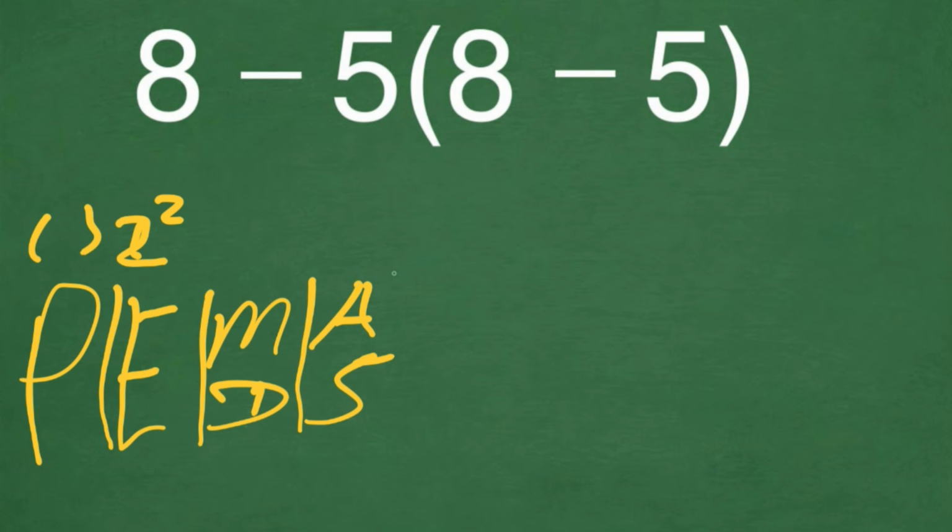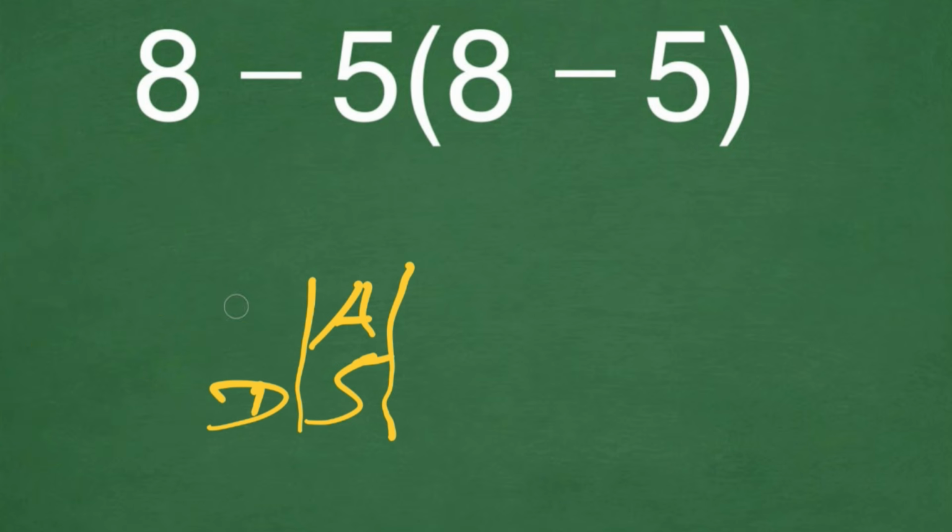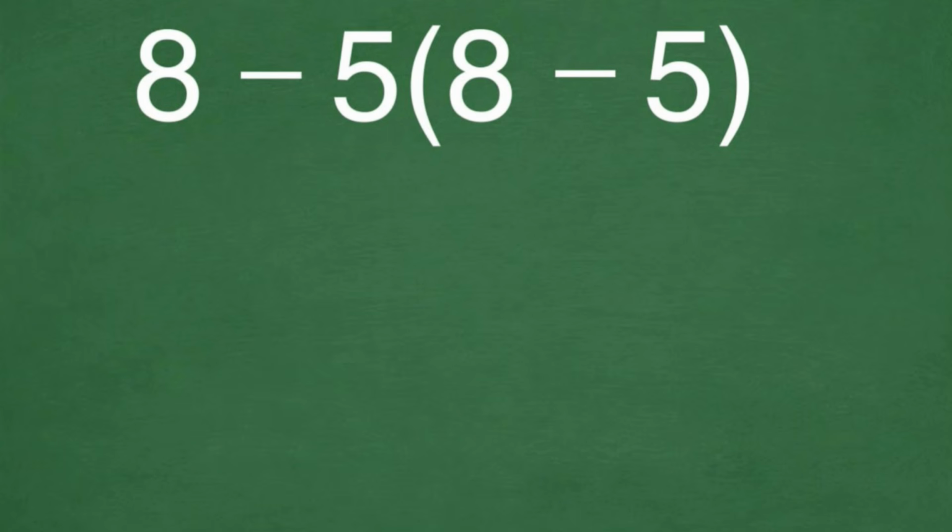So this is how we should solve problems like this. If we solve subtraction before multiplication, that is wrong, right? So let's go back into our problem and see if we can solve this right. So in our problem, we have parentheses, subtraction, and also multiplication, right?